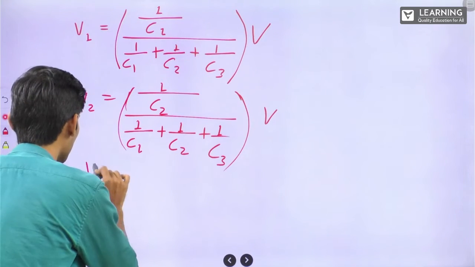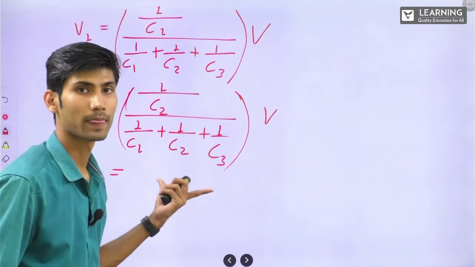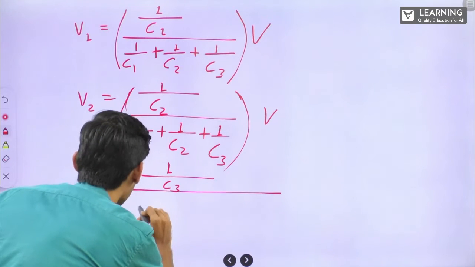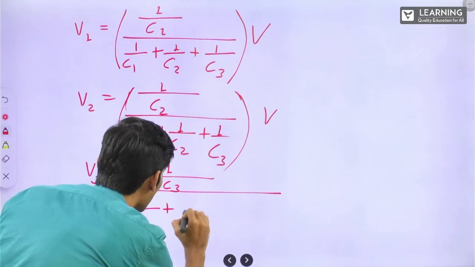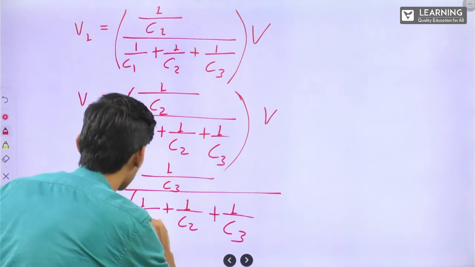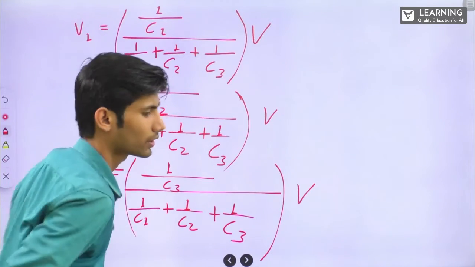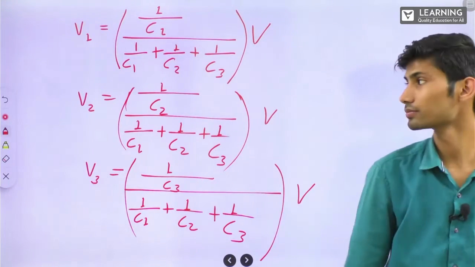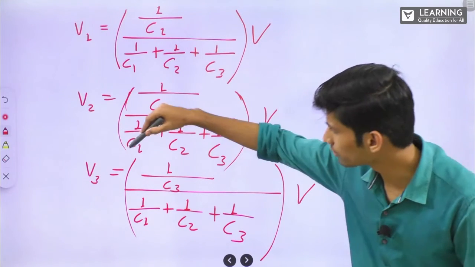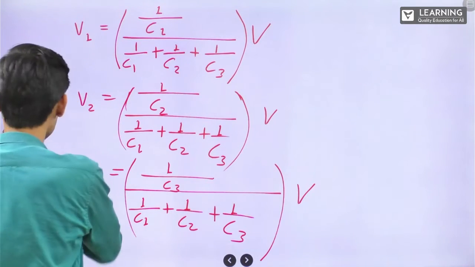Now then V3 is 1 upon C3 divided by 1 upon C1 plus 1 upon C2 plus 1 upon C3, times of V. Clear? Remember, always very simple to keep in mind, very simple to retain also. Note it down.